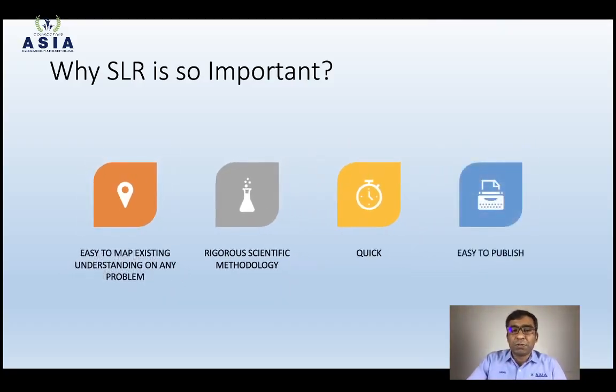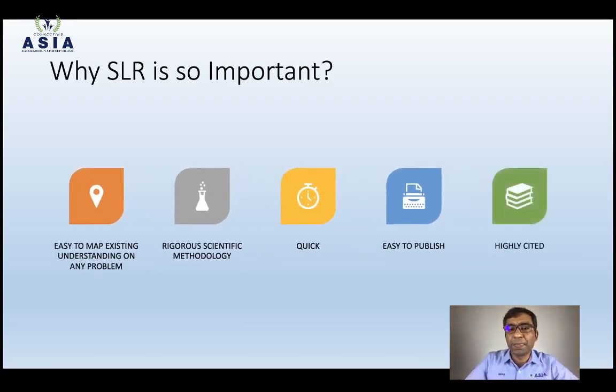And fortunately, this form of research article is easy to publish. If you have conducted a good literature review, you can find a good journal that can publish your systematic literature review. And nowadays, being an editor, I know most of the journals encourage writing at least one systematic literature review per issue. It means that if any journal is publishing any issue, at least one paper would be a systematic literature review. So that gives us an opportunity to write more, and we can get it published easily. So this is another opportunity for systematic literature review, why it is important.